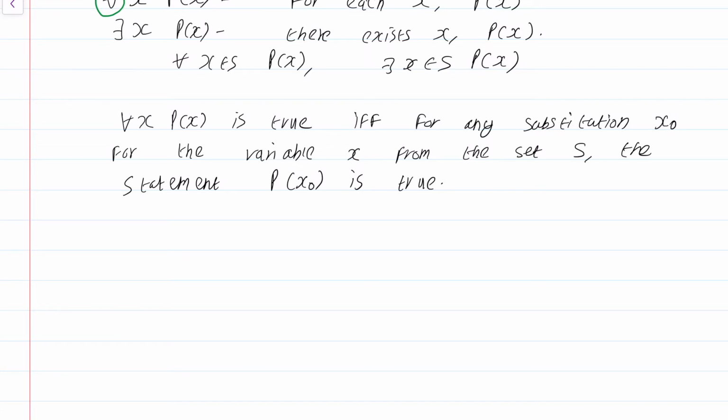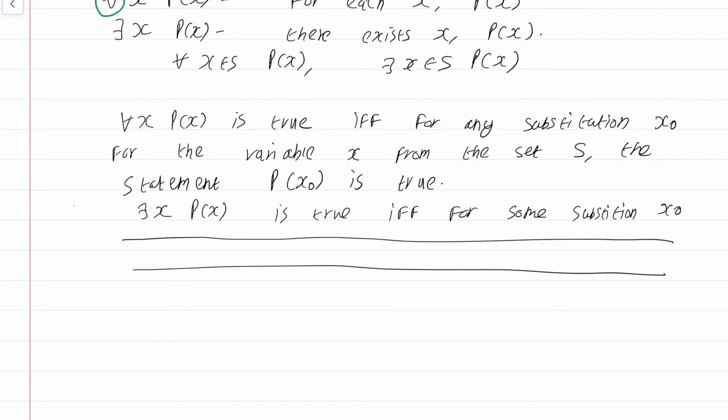There exists x, p of x is entirely similar. It is true if and only if for some substitution x naught, and the rest is exactly the same, the statement p of x naught is true. So the key difference between the existential and the universal quantifier is that for the universal quantifier, any substitution must yield a statement that is true, whereas for the existential quantifier, you just need one value.